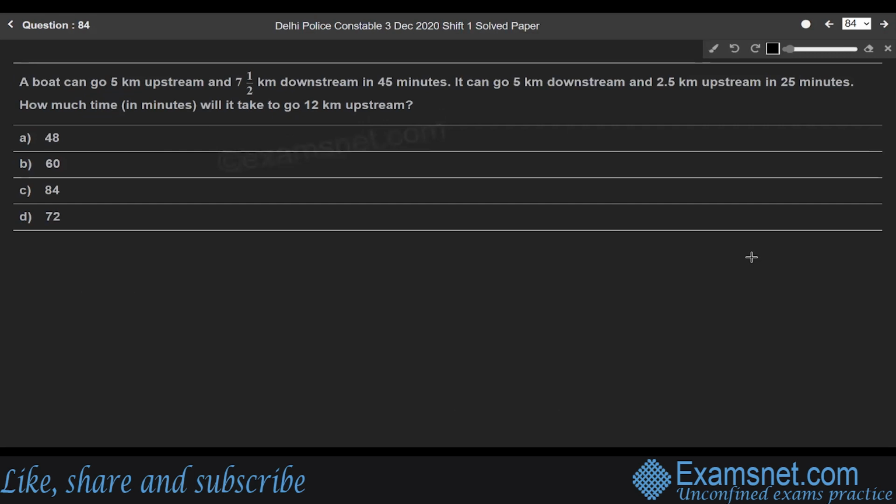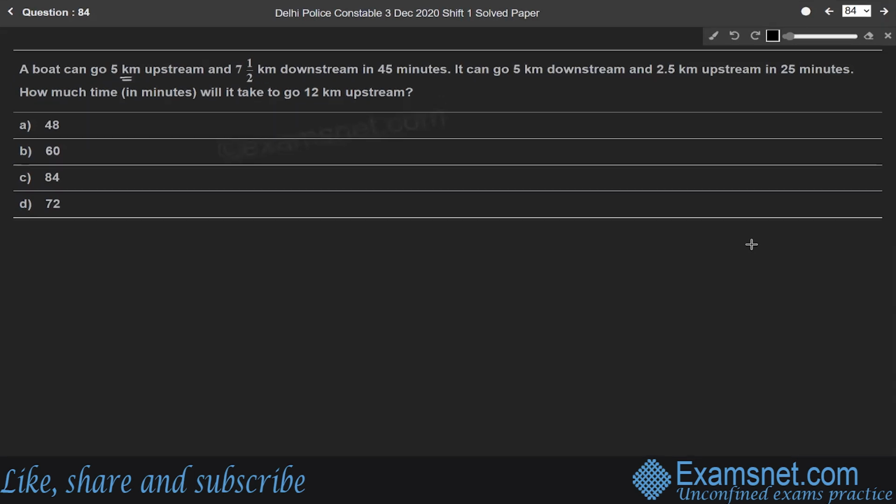Question 84. A boat can go 5 km upstream and 7.5 km downstream in 45 minutes. It can go 5 km downstream and 2.5 km upstream in 25 minutes. How much time will it take to go 12 km upstream? Here distances are given, right? So we have to calculate the time taken by the boat to go 12 km upstream.